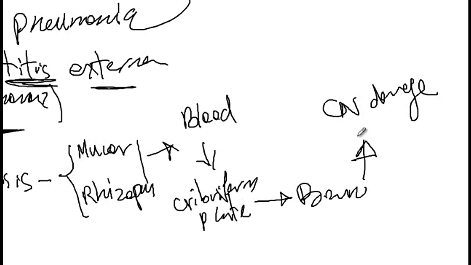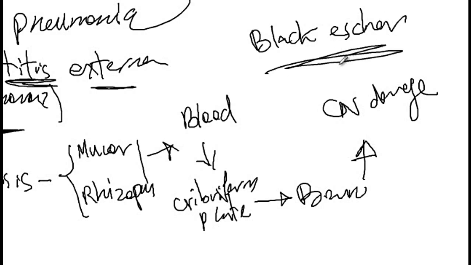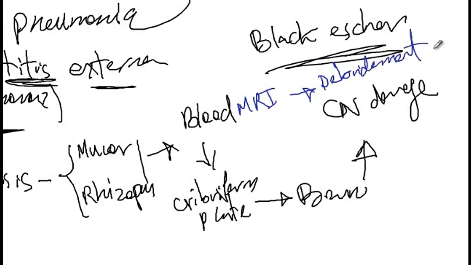On physical examination, you will see a black eschar in patients with mucormycosis. This is a very serious condition that will be diagnosed with an MRI of the brain and must be treated with surgical debridement and systemic treatment with amphotericin. And that concludes our discussion.